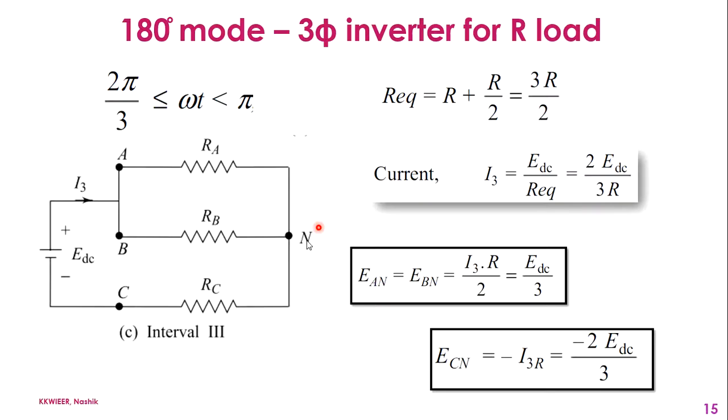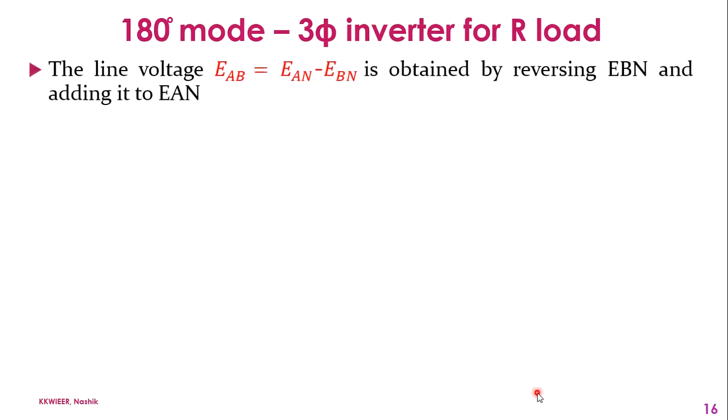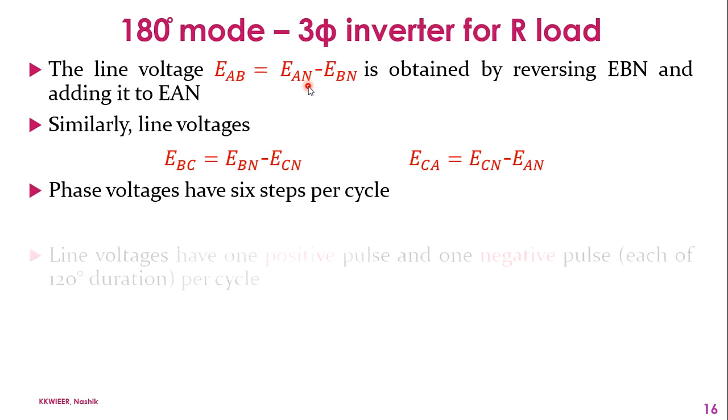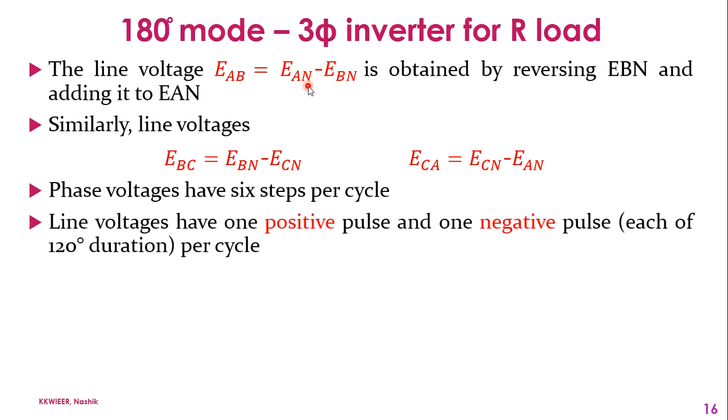So what we have understood from these line and phase voltages, the line voltage EAB, which is equal to EAN minus EBN. So this EAB line voltage is obtained by reversing the EBN voltage and adding the EAN voltage. Similarly, the line voltages EBC and ECA are found. The phase voltage has 6 steps per cycle. The line voltages have one positive pulse and one negative pulse, each of duration 120 degree per cycle.